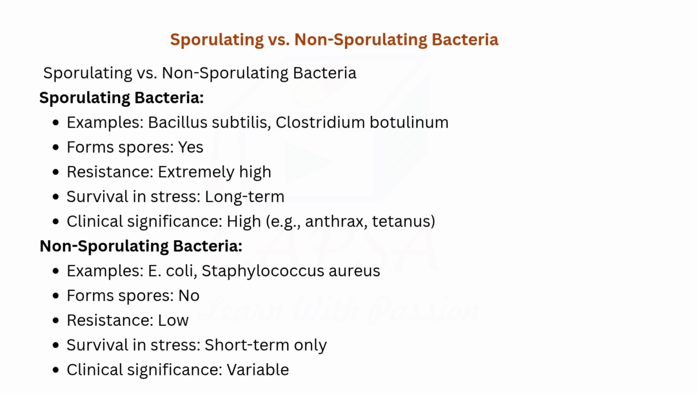Let's now contrast bacteria that can form spores with those that cannot. Sporulating bacteria like Bacillus subtilis or Clostridium botulinum form endospores when resources are scarce. These bacteria can lie dormant in soil and dust for many years, waiting for the right moment to reawaken. On the other hand, non-sporulating bacteria like E. coli or Staphylococcus aureus lack this capacity. When conditions become unfavorable, they die off unless they adapt rapidly.